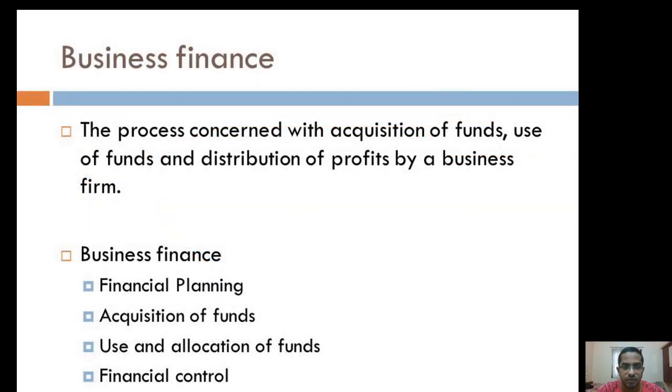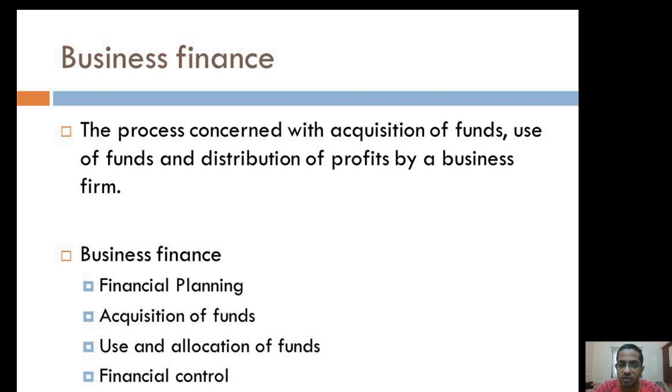In financial management, we are mainly concerned with business finance, or the finance used by a business organization. So, business finance is the process concerned with the acquisition of funds, use of funds, and distribution of profit by a business firm. In this meaning, we can clearly understand the importance of business finance. First, we need to acquire funds. Acquiring funds means that we have to select the cheapest source of fund and also see that the value of the firm is not decreased.